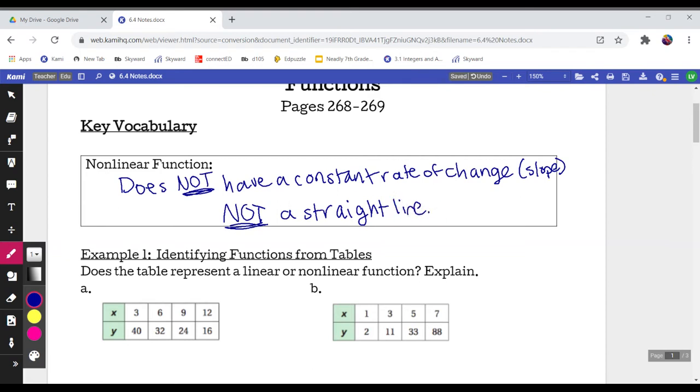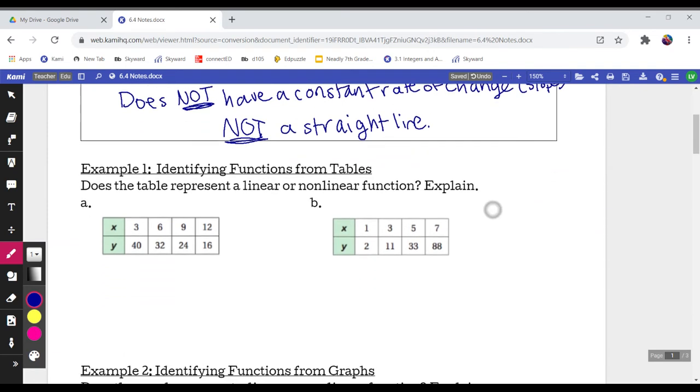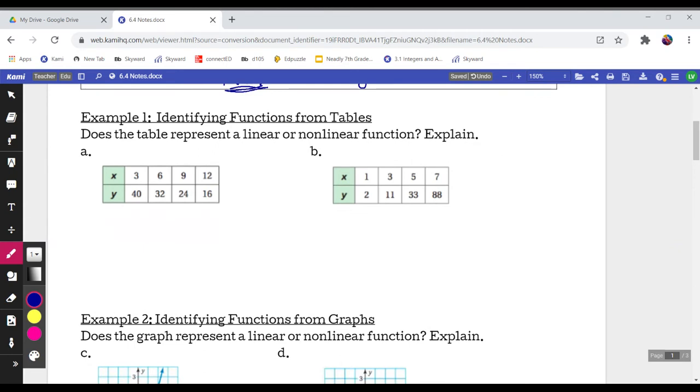So example 1, identifying functions from tables. Does the table represent a linear or nonlinear function and explain? So for letter A, we're going to find the differences from 3 to 6, which is adding 3, 6 to 9 is adding 3, and 9 to 12 is adding 3. So far this is a linear function because it has a constant rate of change.